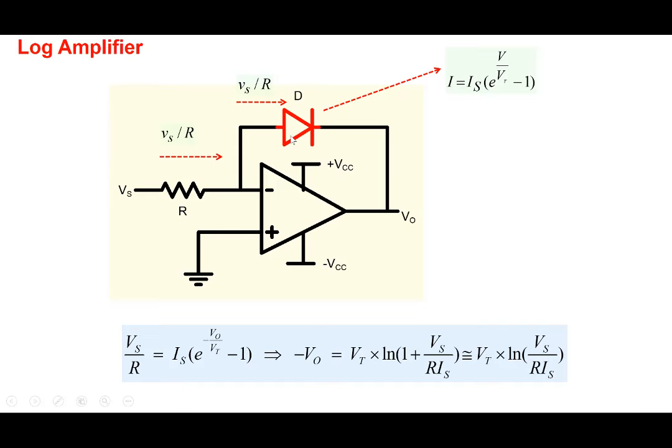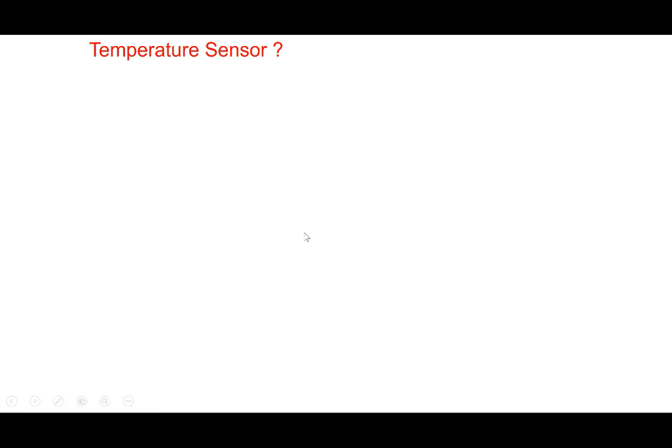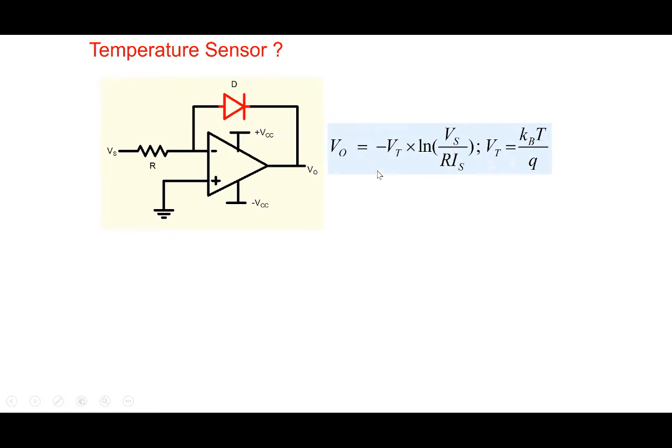Let's look at one application. So log amplifier, we also see that V0 is Vt. So Vt is a temperature dependent term. So can we build a temperature sensor using it? So we have the circuit here. V0 is minus Vt ln Vs by Ris here. Vt is Boltzmann constant times absolute temperature divided by q.